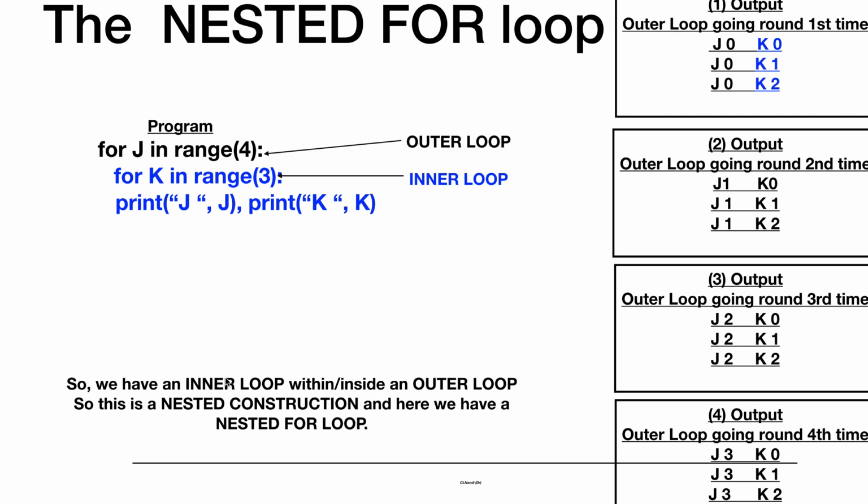So we have an inner loop here, in the blue, within an outer loop in the black. It is a nested construction. So here we have a nested for loop.